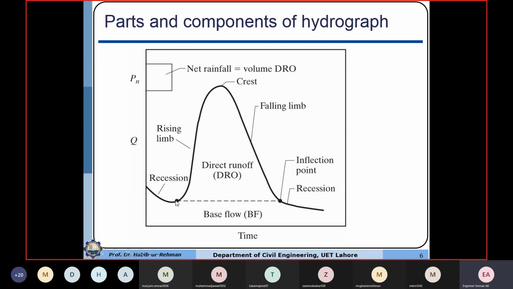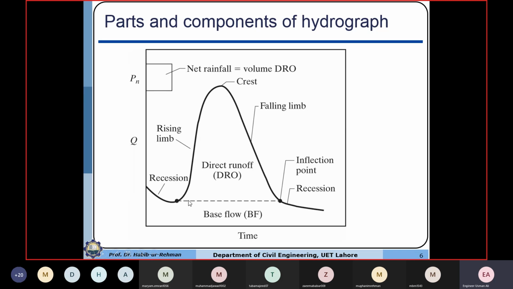The DRO hydrograph starts at the point of rise and ends at the point of inflection, when the recession again starts, when the curvature of the falling limb changes. So that is the point of inflection. Normally this point is located from the peak with a formula. So this is what we do.